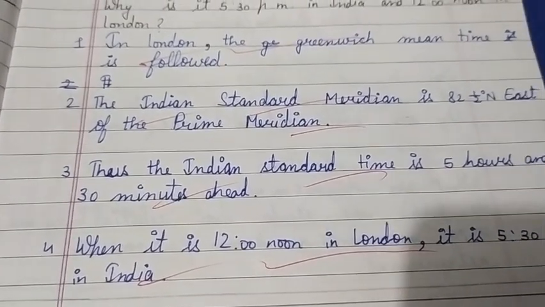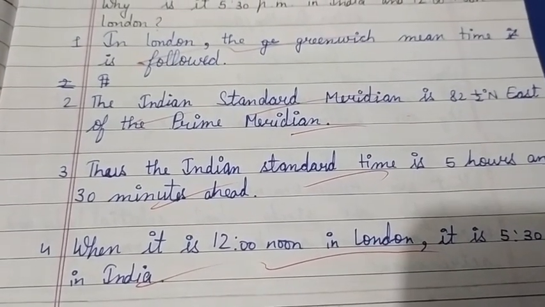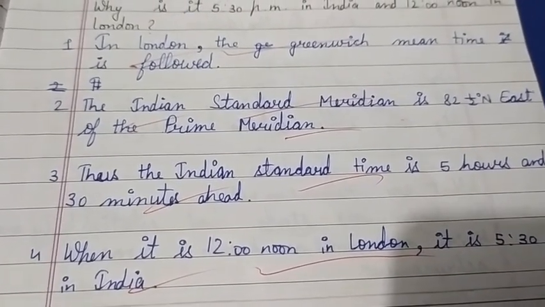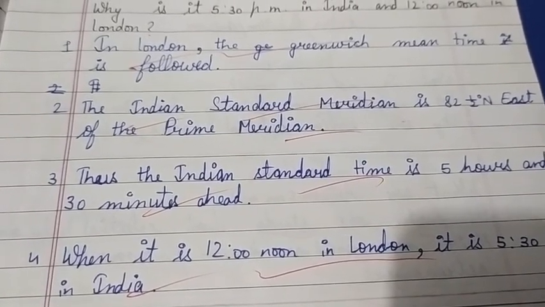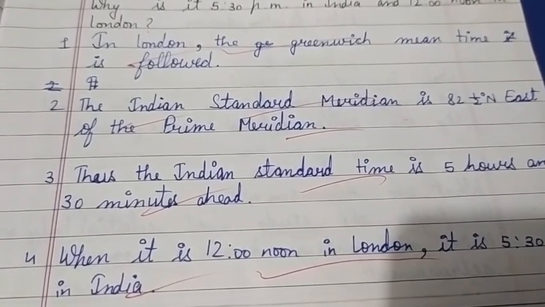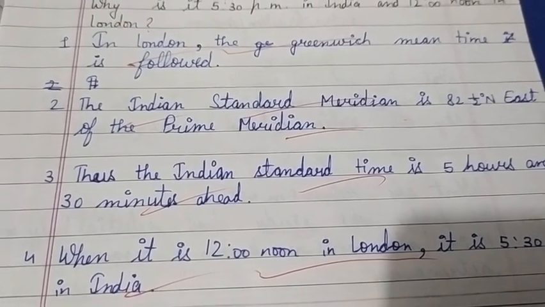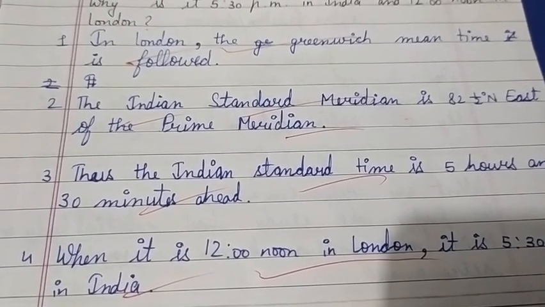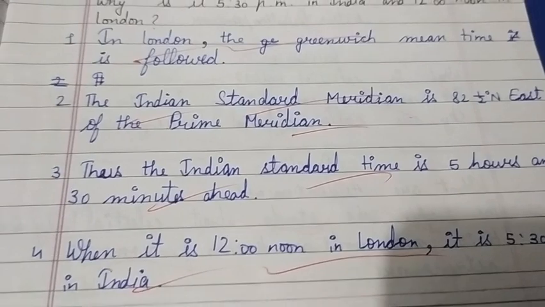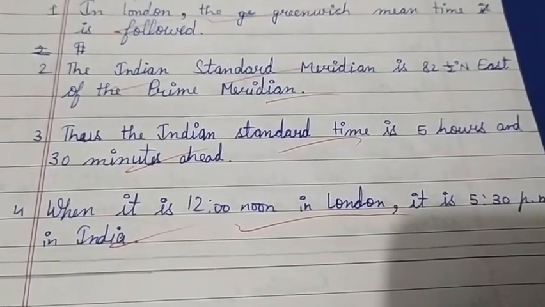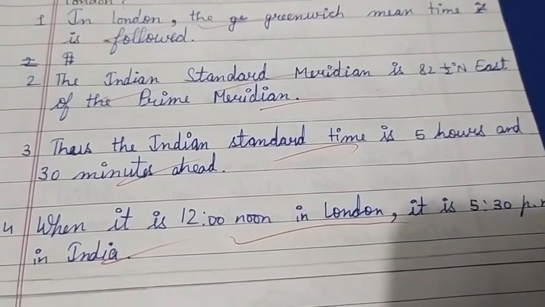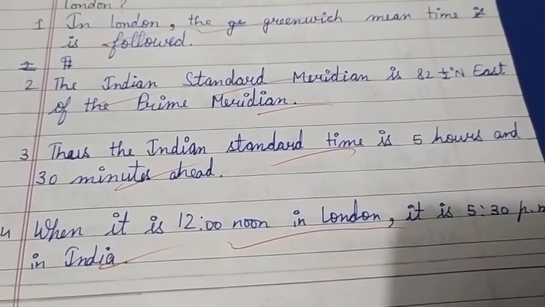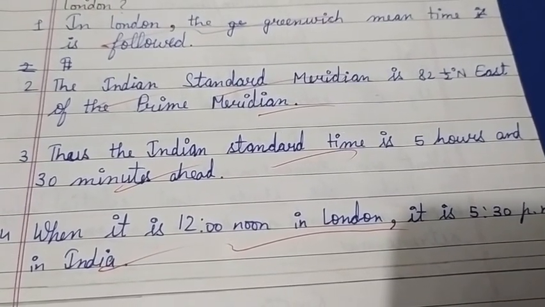Third, thus the Indian Standard Time is 5 hours and 30 minutes ahead. Fourth, when it is 12 noon in London, it is 5:30 p.m. in India.